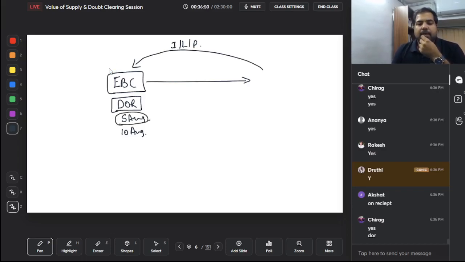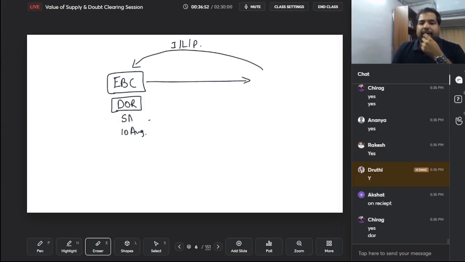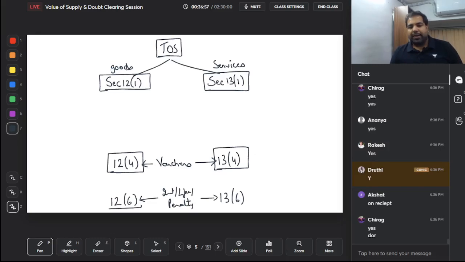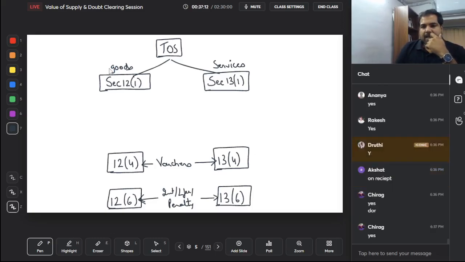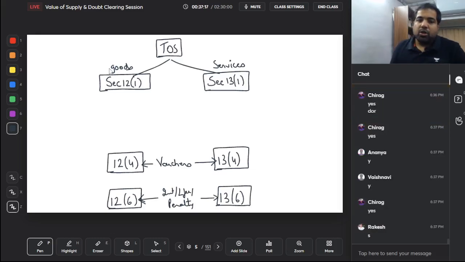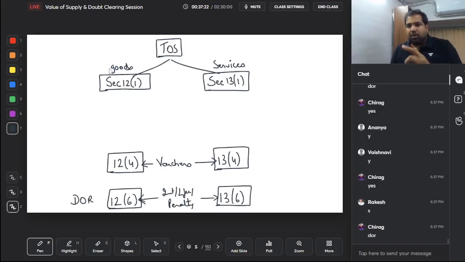Alright. So I repeat, in case of interest, late fee, penalty, guys, what is the section? 12.6 and 13.6. In 12.6 and 13.6, how do you remember this? Because of 6% interest, you have to remember. Guys, can sometimes this interest be waived off? Can sometimes this interest be not paid? Yes. And sometimes it is paid. So when will be the time of supply? Whenever you receive it, date of receipt, in books of accounts or bank account, whichever is earlier.